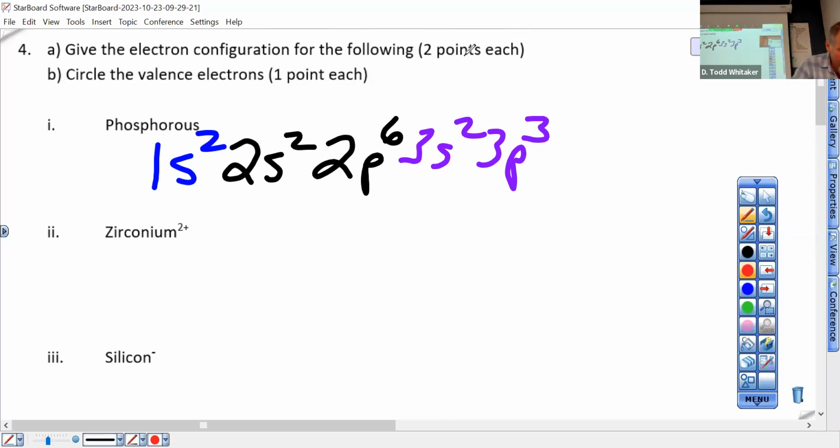I didn't read that the 1 point each was for part B. Circling, it's now going to be worth 3 because I'm going to circle all the electrons that have the highest number in front of the name of the orbital. In this case, the number 3 is the biggest number in front of any of these orbital names. Do not circle anything at a level lower than that. So here's your circle, and there are the electrons. There's 5 of them. There's 5 valence electrons for phosphorus.